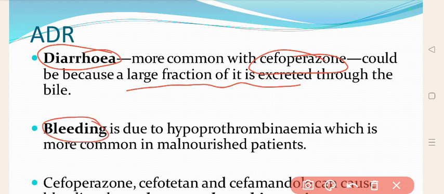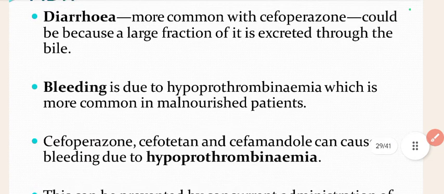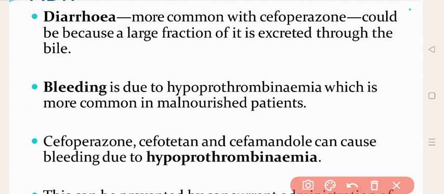Next is bleeding. It is due to hypoprothrombinemia, which is more common in malnourished patients. The drugs which cause this bleeding or hypoprothrombinemia are cefoperazone, cefotetan, and cefamandole. There is a chance of bleeding due to hypoprothrombinemia.